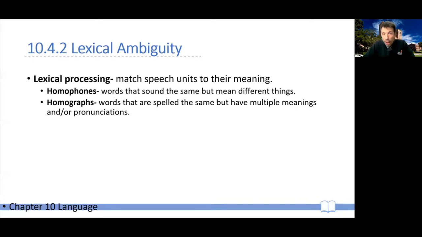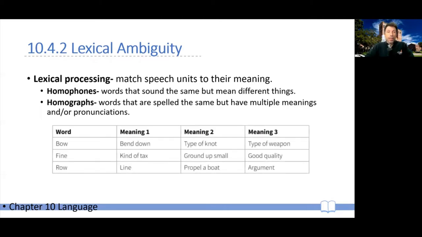Similarly, there also are homographs. These are words that are spelled the same but have different meanings or multiple meanings, for example bow, or fine, or row. The problem, of course, is that different meanings are competing as you develop an interpretation of what the message means. And so there has to be a way to disambiguate this. And of course, context seems to be the most important way of disambiguating.